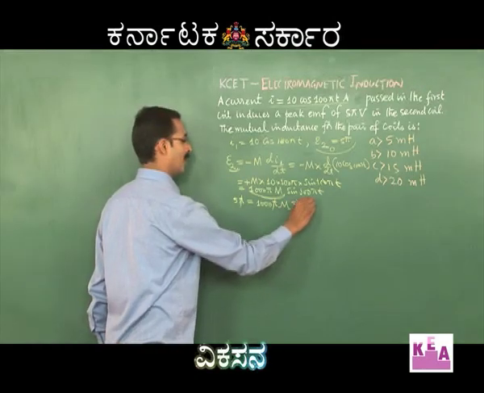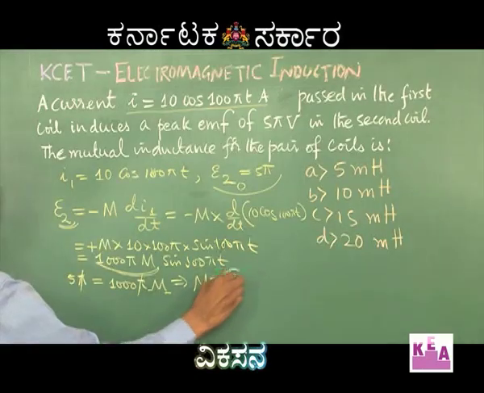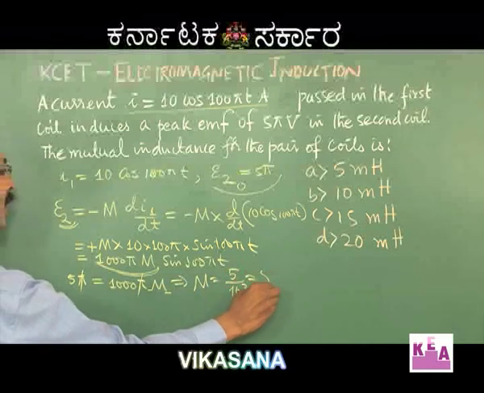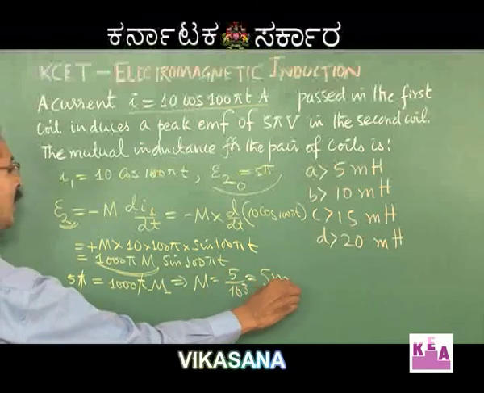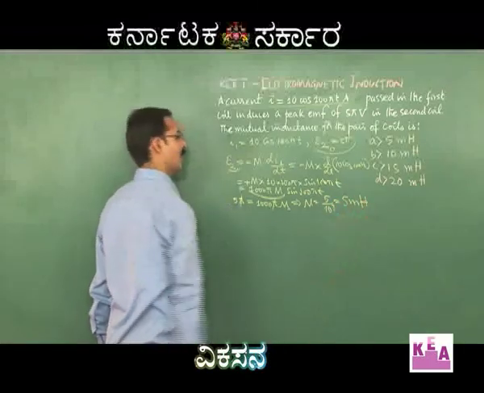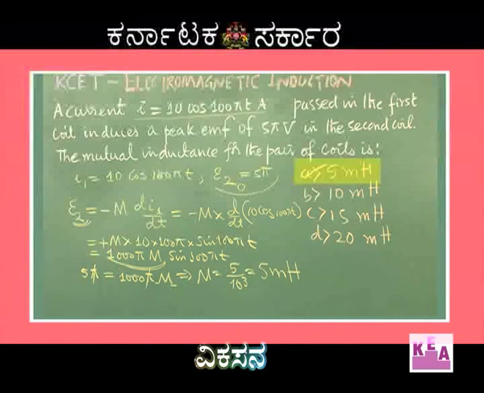This implies M is equal to 5 divided by 10 power 3, which is equal to 5 into 10 power minus 3, which is equal to 5 milli. 10 power minus 3 is milli. SI unit of mutual inductance is Henry. Therefore, the answer is 5 millihenry. The answer is A.